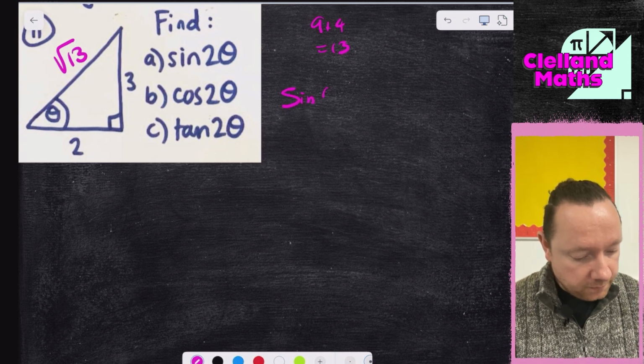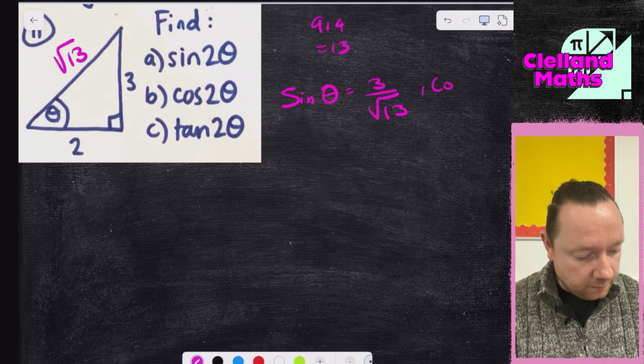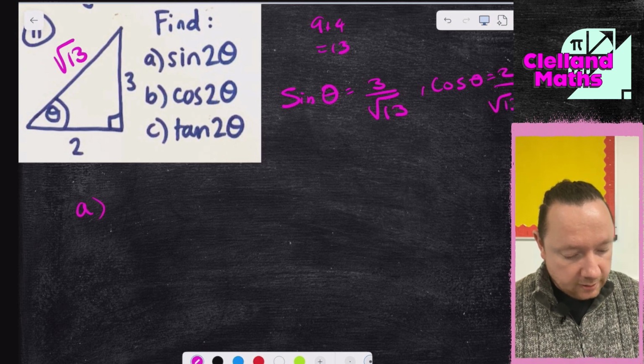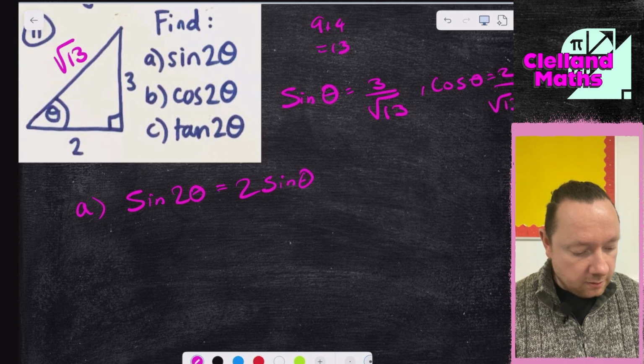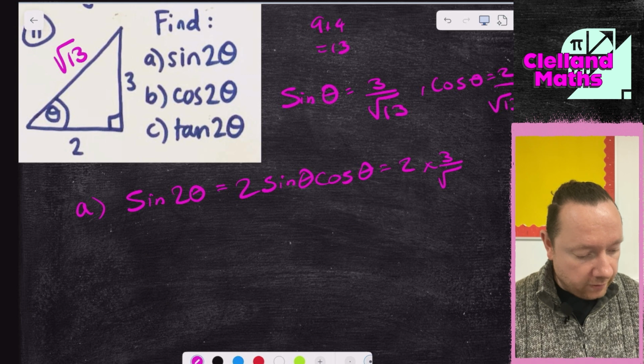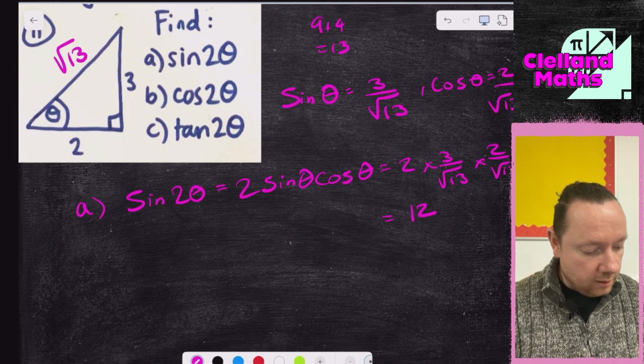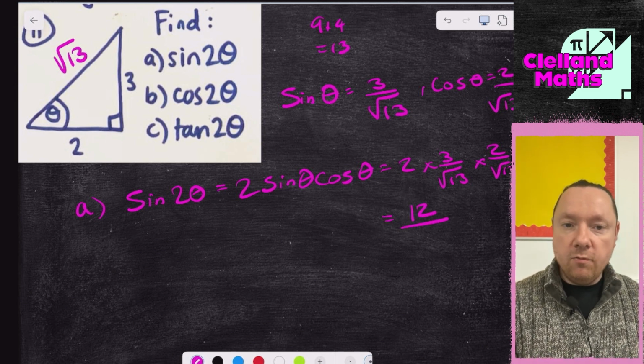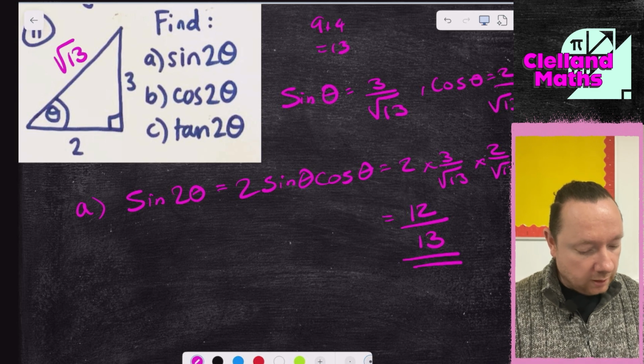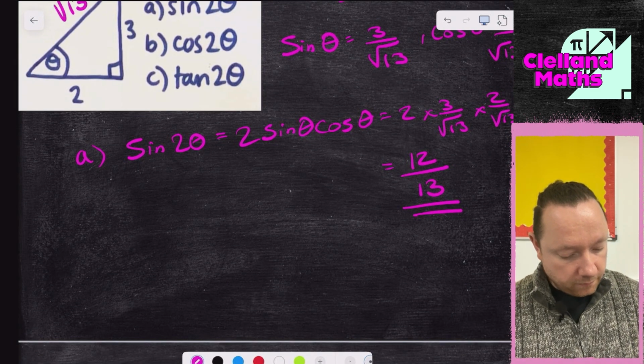So the sine of theta, opposite over hypotenuse, and the cos of theta, adjacent over hypotenuse. And now I'm going to begin. Part A, sine 2 theta, from the start of the exam paper, is 2 sine theta cos theta. So I'm going to sub in 2 times 3 over root 13 times 2 over root 13. So on the top, 2 twos is 4 times 3 is 12, and on the bottom, root 13 times root 13 is just 13. So we're done there. Cos 2 theta this time.